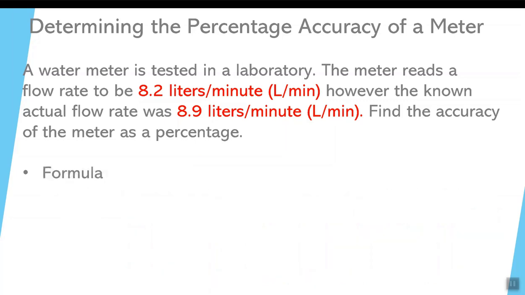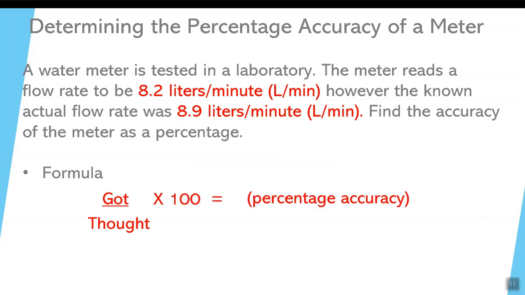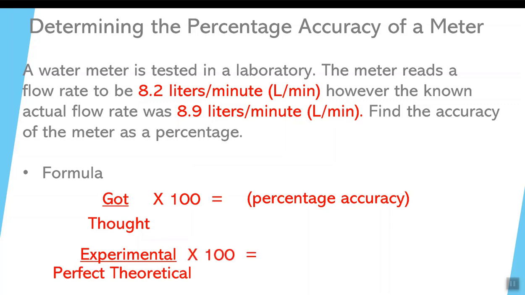Now, the formula that we're going to look at is, and again, I'm going back to my high school days in terms of teaching, and I used equations that people could kind of catch on pretty easy. Got divided by thought times 100 equals percentage accuracy. Now, in this case, the got is when we did the experiment and we were not sure about how good the measuring devices were. Well, in this case, that would be like the 8.2. What did we actually read? And then the theoretical, the perfect one, we know that that's the standard to go against. And then times 100 equals your percentage accuracy.